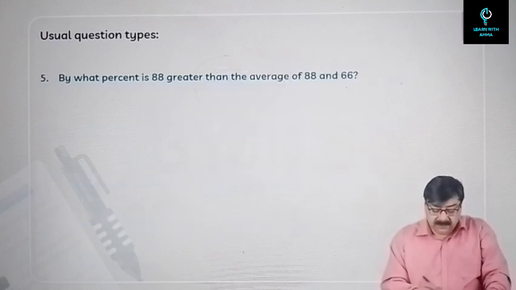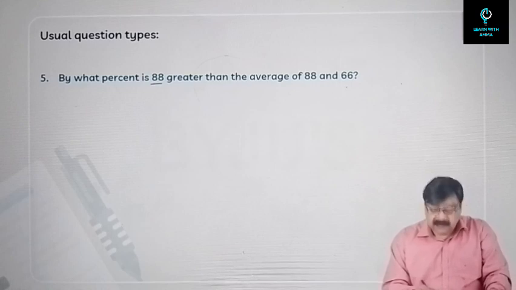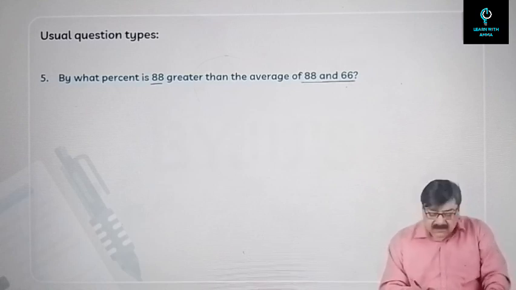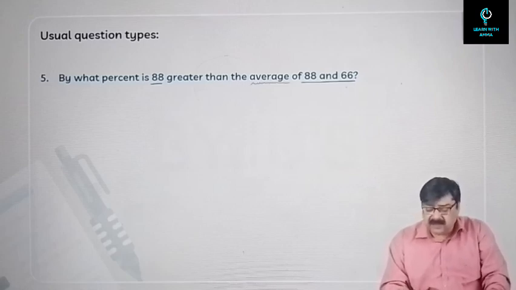Now look at this particular type. By what percent is 88 greater than the average of 88 and 66? Now see, another complexity has been included here, and that is average. Finding out the average of 88 and 66 is quite simple, and that is 77.